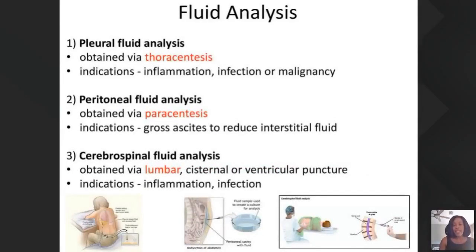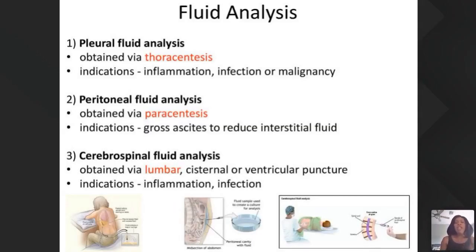Now fluid analysis. For example, if a patient has fluid in the lungs, pleural fluid analysis. We're going to do something called a thoracentesis. We're going to aspirate and pull that fluid out. For a thoracentesis, there is a positioning question. The best way is to have the client at the edge of the bed leaning forward over the bedside table, so we can get a nice expansion, a C shape of the thoracic cavity. We do that for a number of reasons: fluid, inflammation, infection.